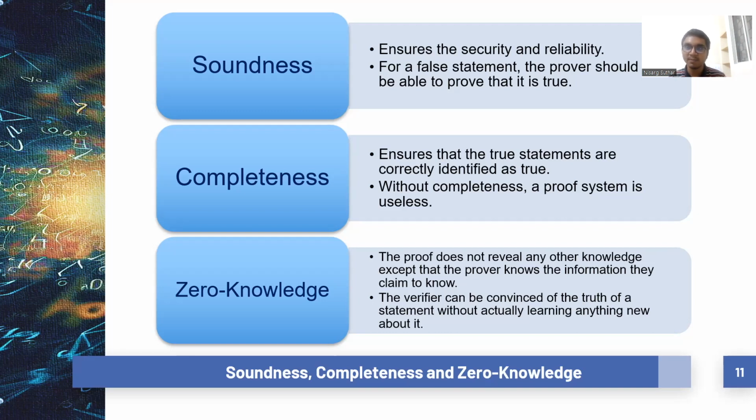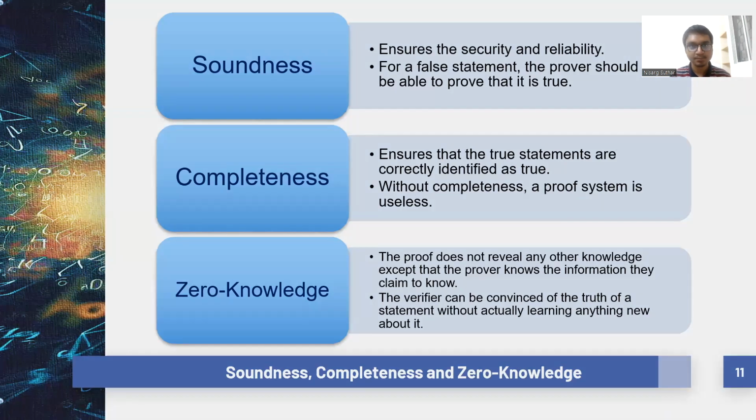The proof should not be revealing anything other than the thing we are trying to prove. We are trying to prove that we possess the knowledge of something. That does not mean we have to share what we know. We only have to prove that we know something. All right. So the verifier should be convinced of the truth of the statement without actually learning anything new about the statement.